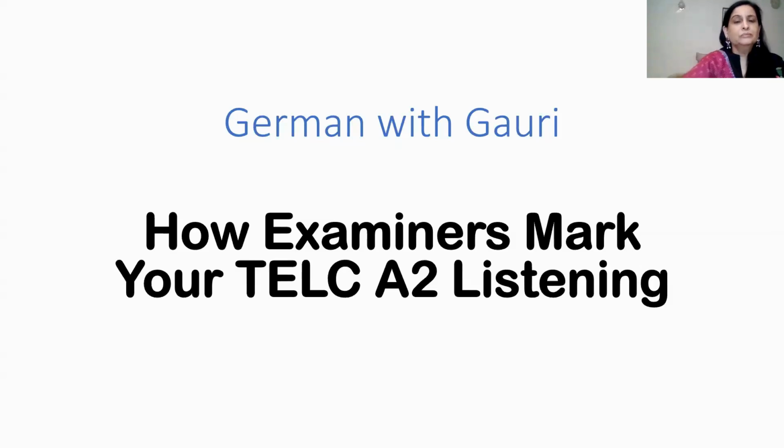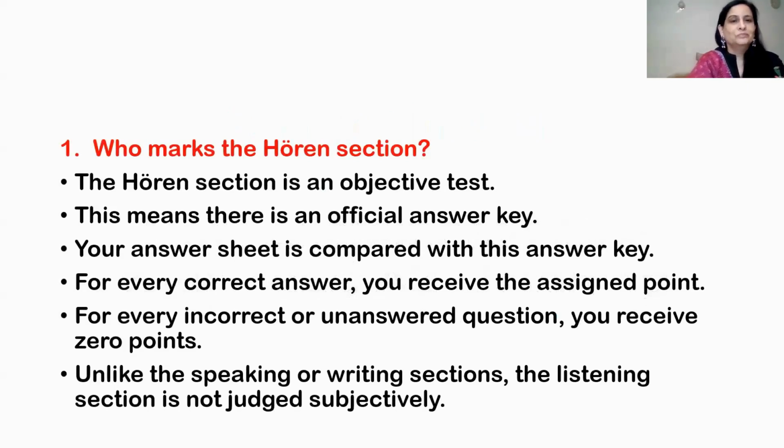So we'll see point by point how the marks are evaluated here. So you will get to know what to look for. Now, who marks the Hören section? First point. The Hören section is an objective test. Just understand this. This means there is an official answer key, and according to that, the marks will be given to you. Your answer sheet is compared with this answer sheet.